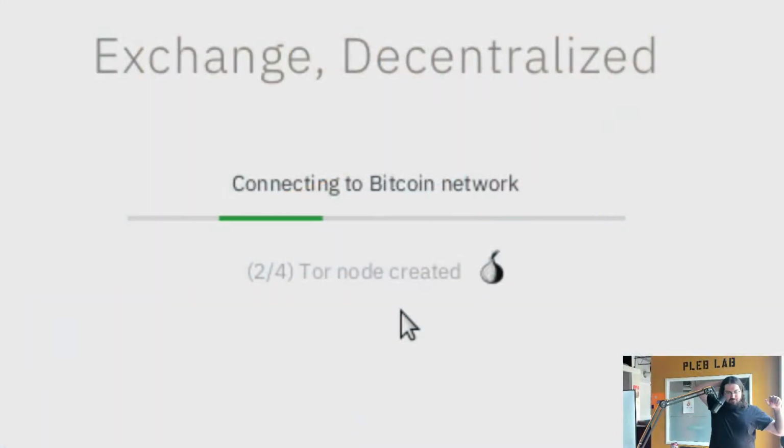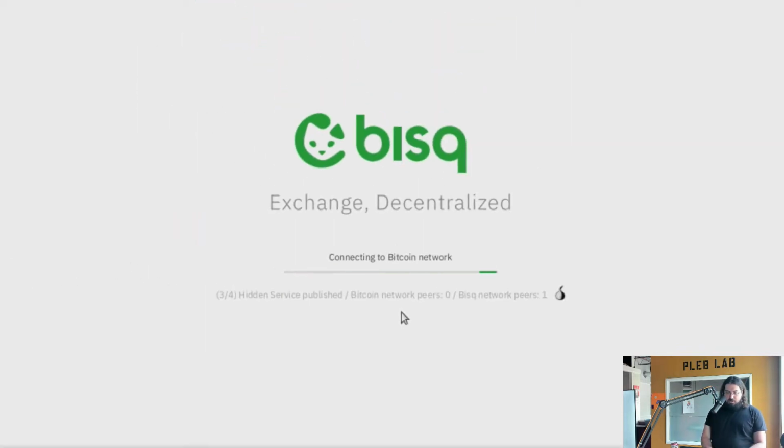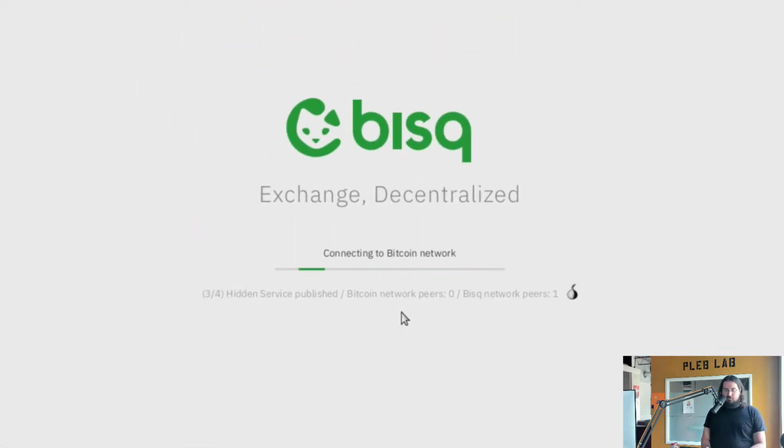Oh, look, it's a quarter of the way done. Sweet. You just got to be patient. I might not need to. Now it's going quickly.